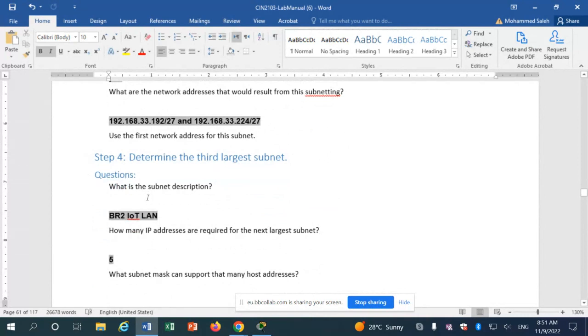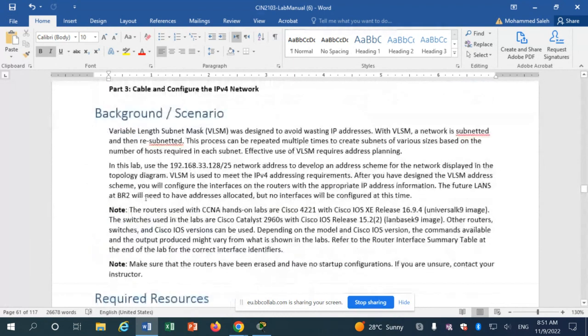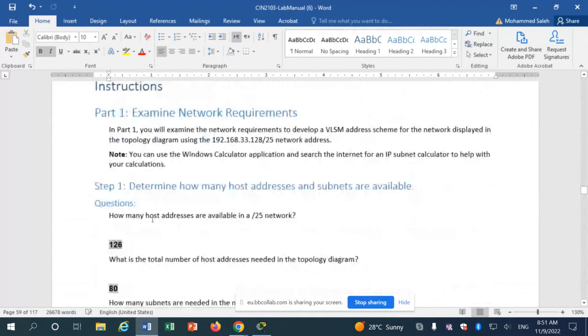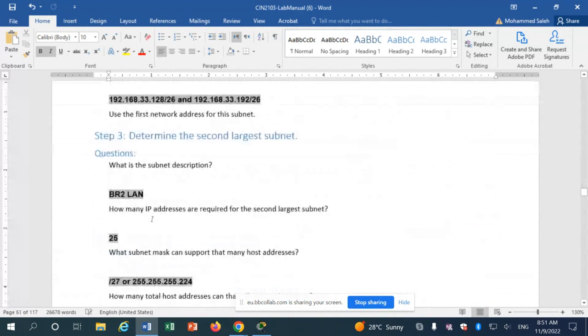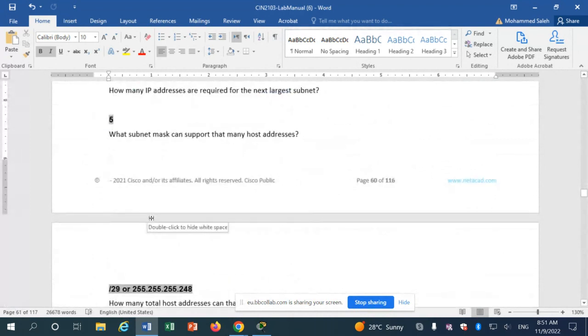Which one? What is the third largest LAN? BR2 IoT. What is the number of hosts? Look here. Look at the requirement, please. What do you have? 5. Yeah, 5 hosts. Easy. This one is very easy. I need 5 hosts. To get 5 hosts, how many bits do I need to borrow? Is 2 bits enough? Is 3 bits enough? Yes.